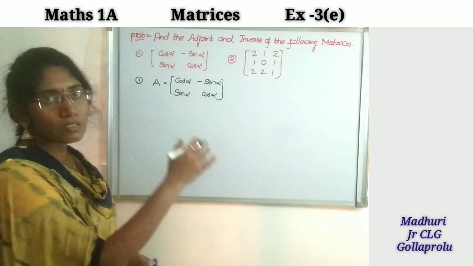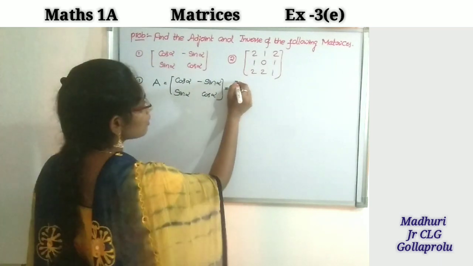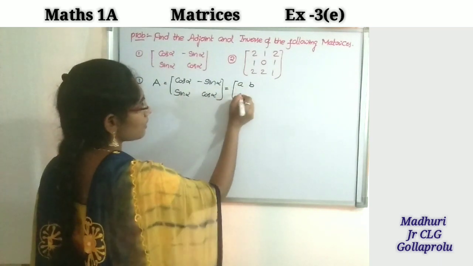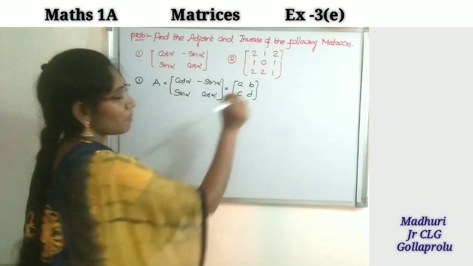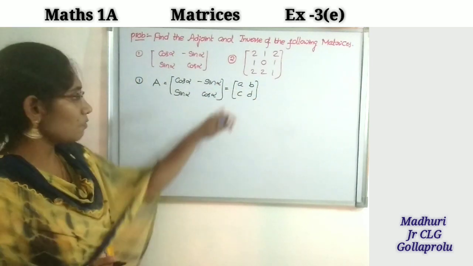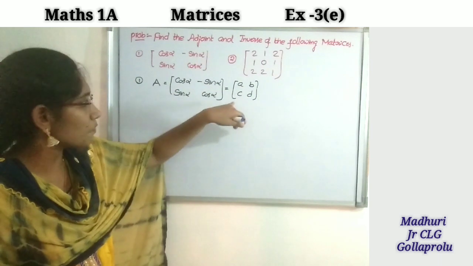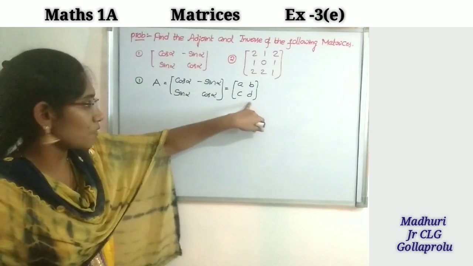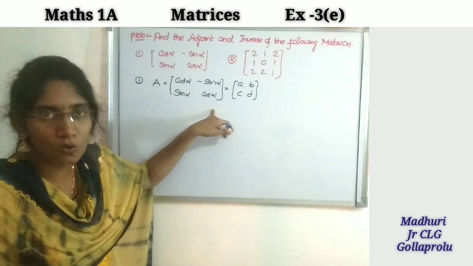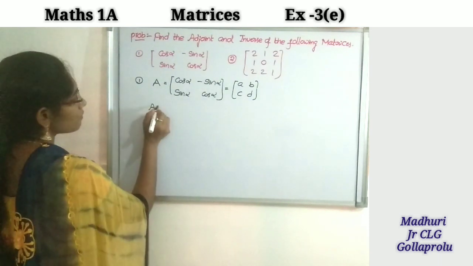For that, first I compare this matrix with the matrix [A, B; C, D]. What is the A value? Cos alpha. What is the B value? Minus sin alpha. What is the C value? Sin alpha. What is the D value? Cos alpha. Now what is the adjoint A formula?